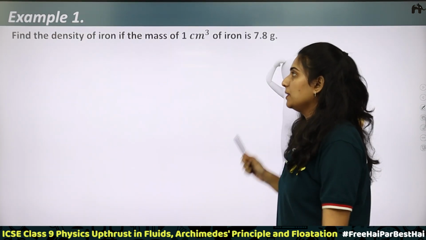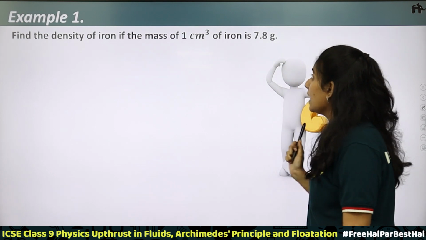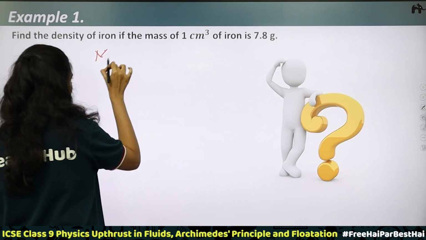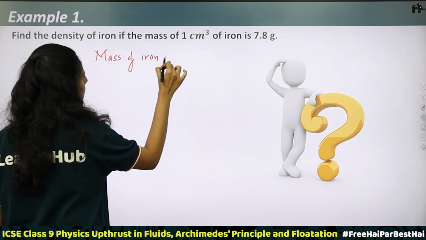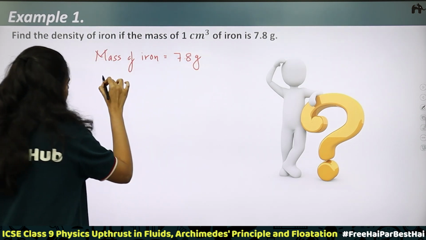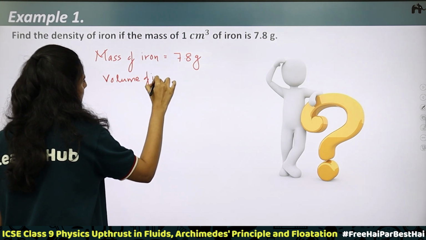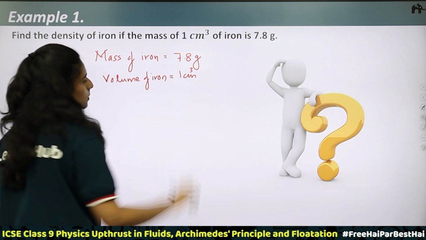Let us take an example. Find the density of iron if the mass of 1 centimeter cube of iron is 7.8 grams. So here mass of iron is given. Mass of iron is equal to 7.8 grams. What else is given? Volume is given. Volume of iron is equal to 1 centimeter cube.